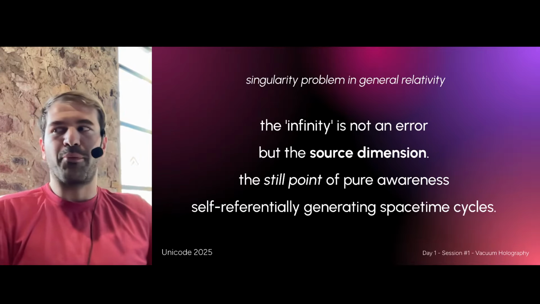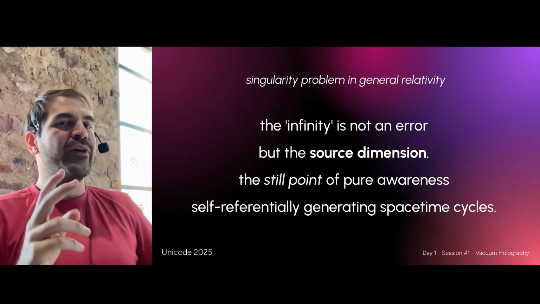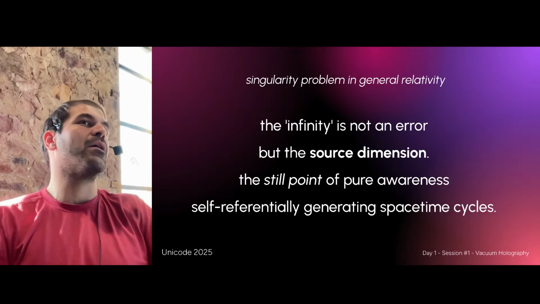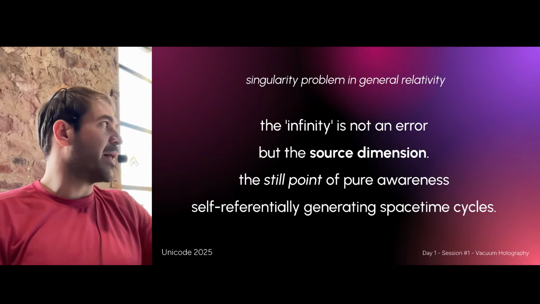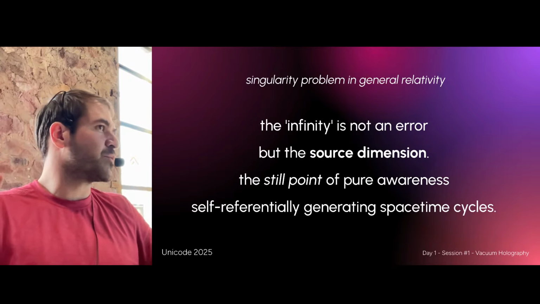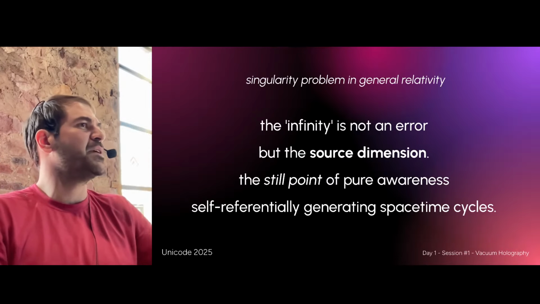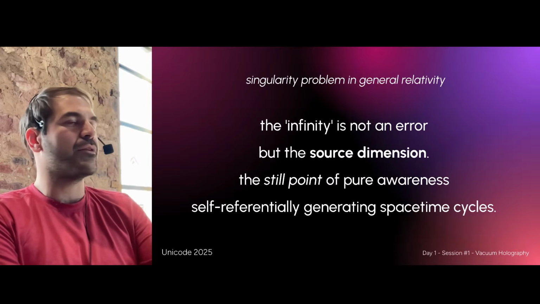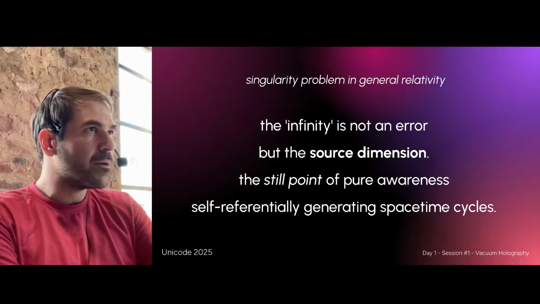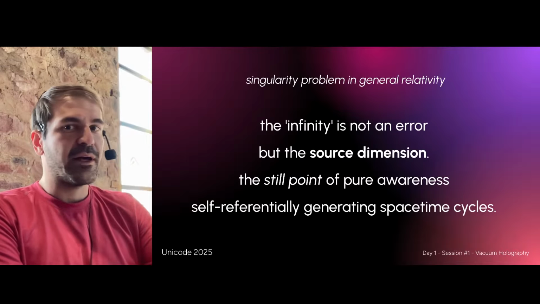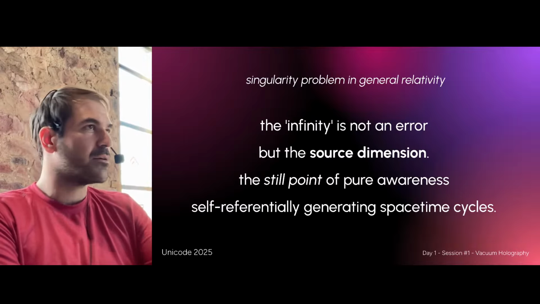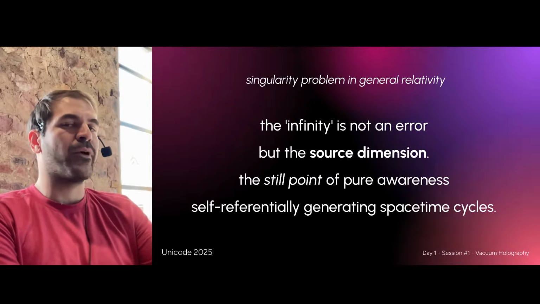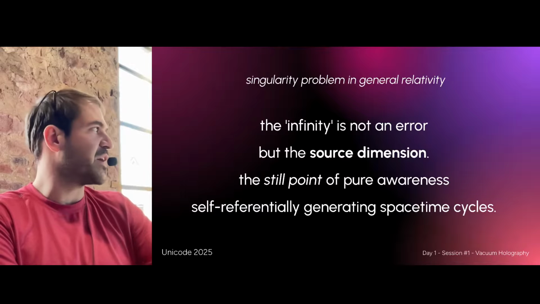So the singularity problem in general relativity. The infinity is not an error, because that's typically what is said in general relativity: that the fact that we get an infinity in the black holes and an unanswerable, unsolvable infinity at the Big Bang means that it's an error in general relativity. Instead of it being proposed as an error, it's instead the very source dimension. The infinity is the source dimension. It's the still point of pure awareness. And then that is self-referentially generating space-time cycles.